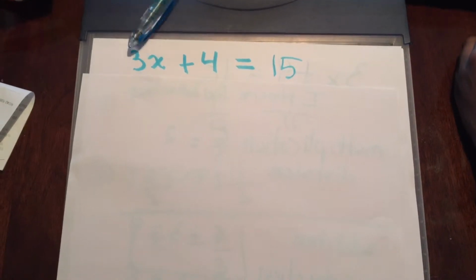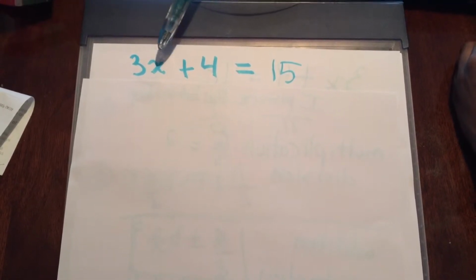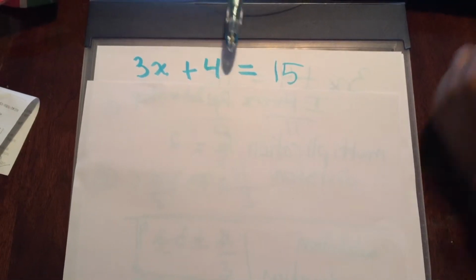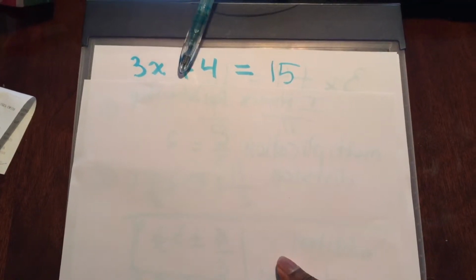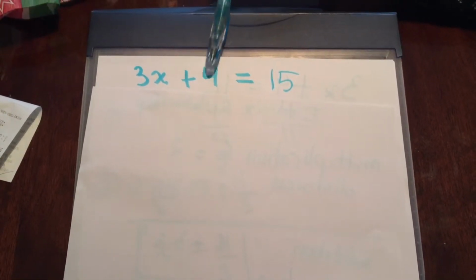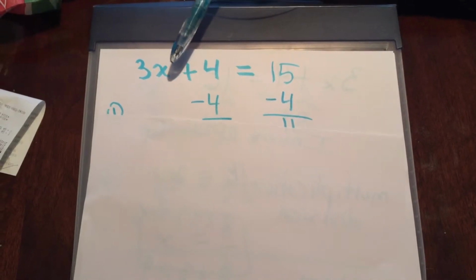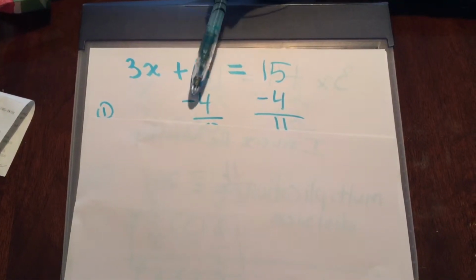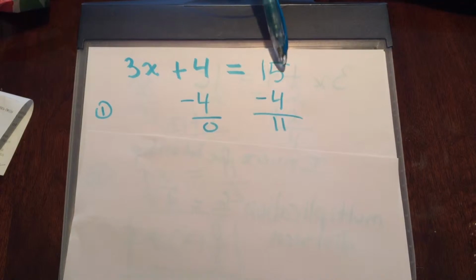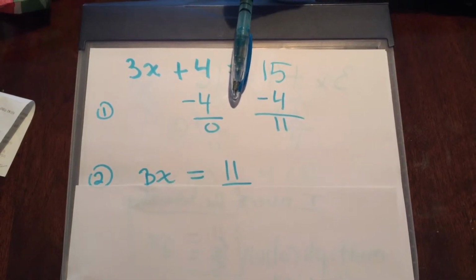In order to isolate this variable, the first step we can do is subtract 4. Whatever we do on this side of the equal sign, we have to do on the other. So when we subtract 4 from 3x plus 4, we remain with 3x on this side, and when we subtract 4 from 15, we remain with 11.